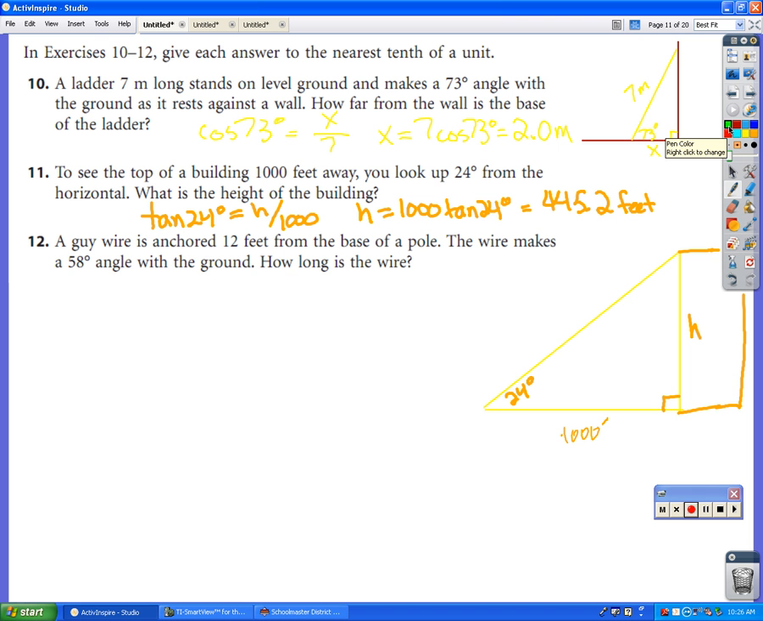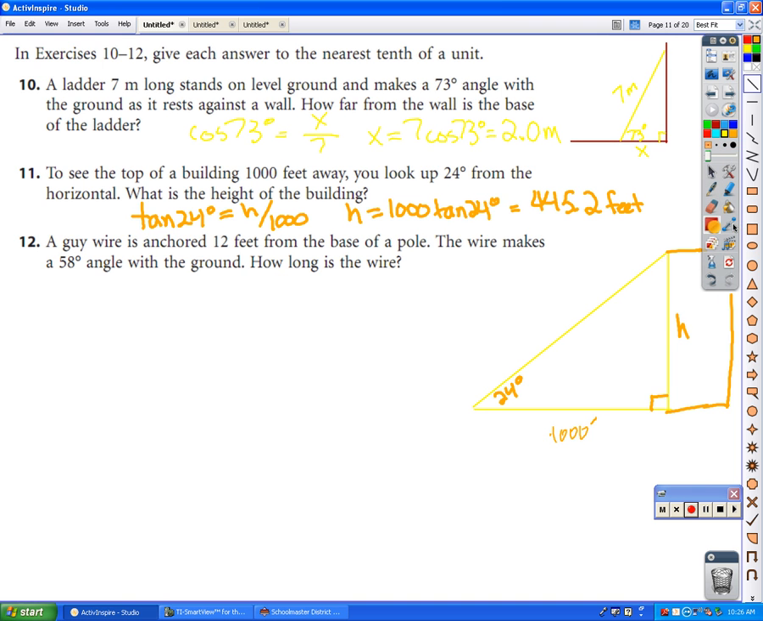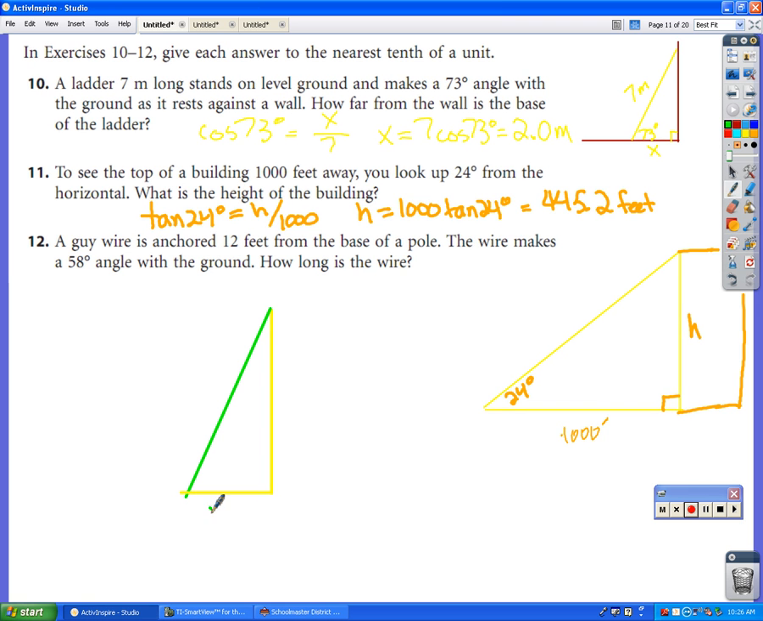All right, and then number 12, a guy wire is anchored 12 feet from the base of a pole. So this is the same picture all over again. Here's the pole. Here is the guy wire. It is anchored to the ground 12 feet from the base of the pole. And the wire makes a 58-degree angle with the ground. So how long is the wire?